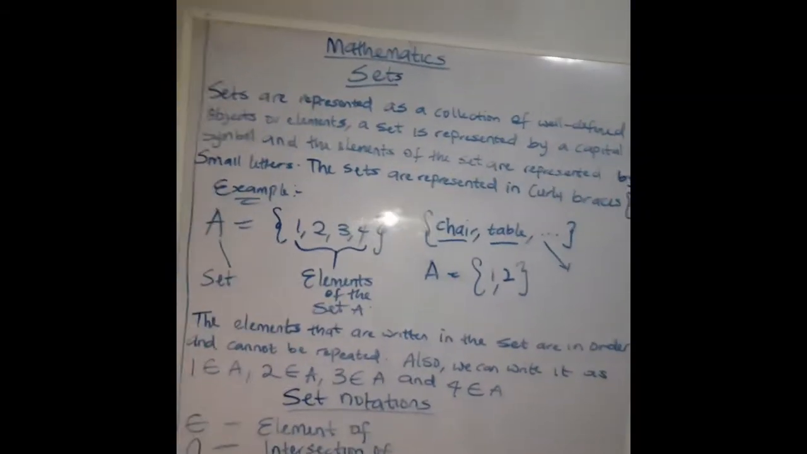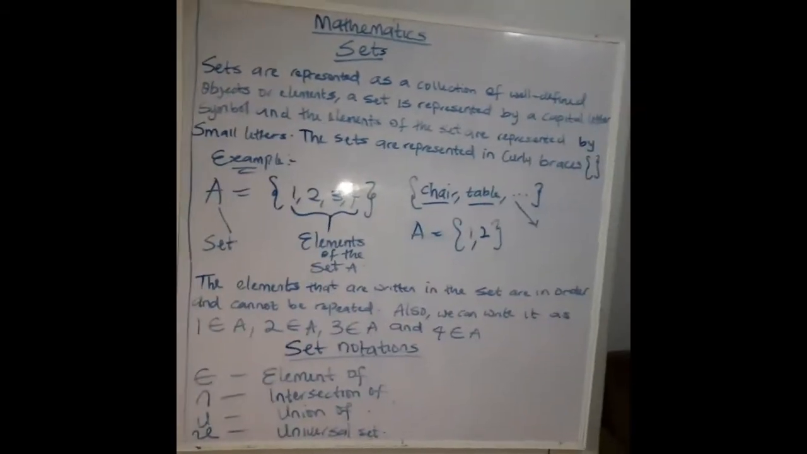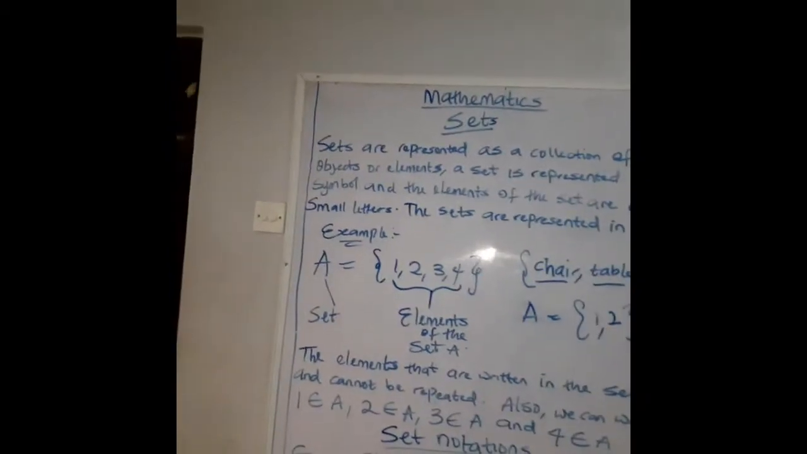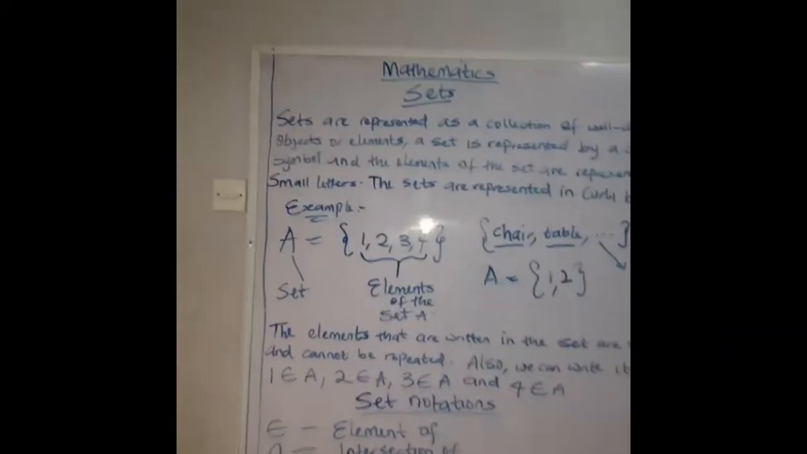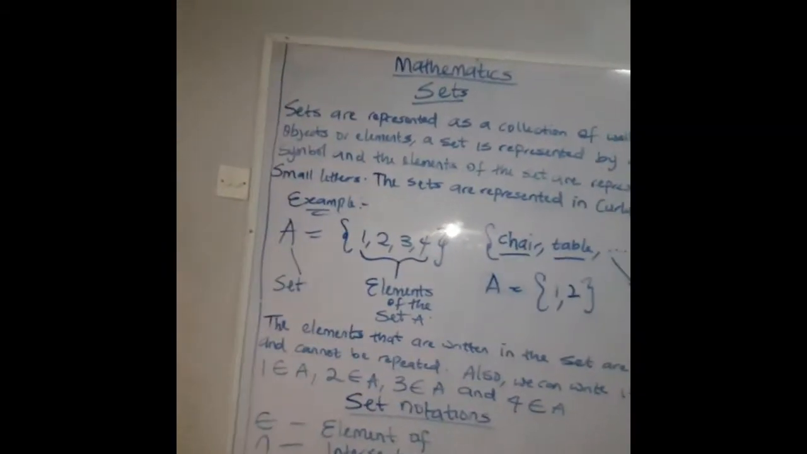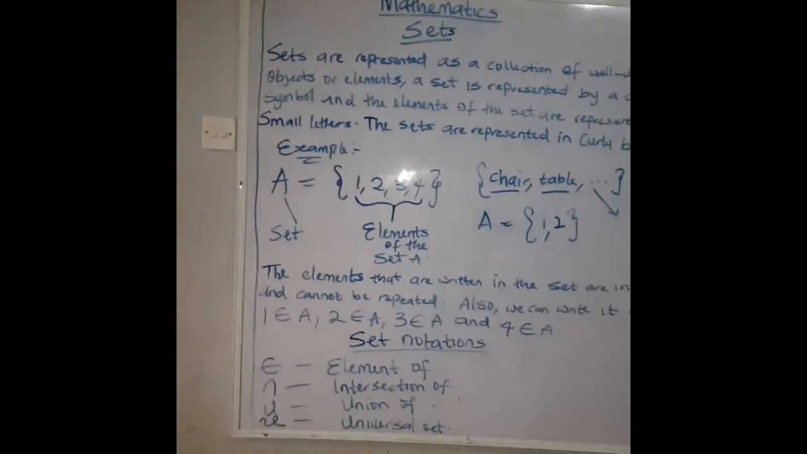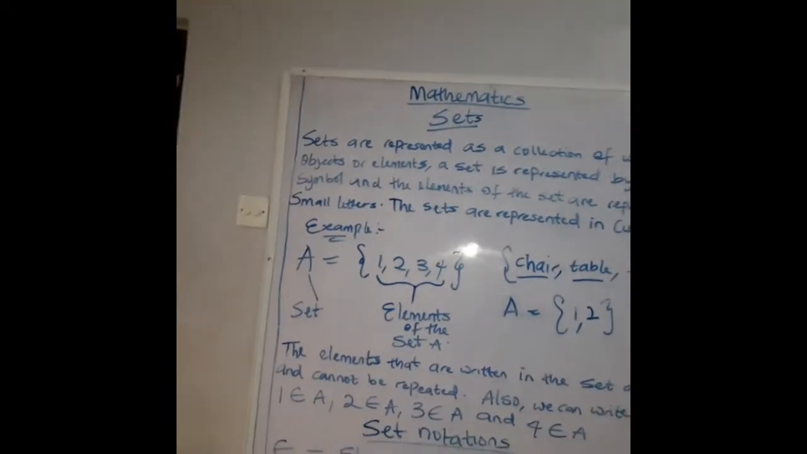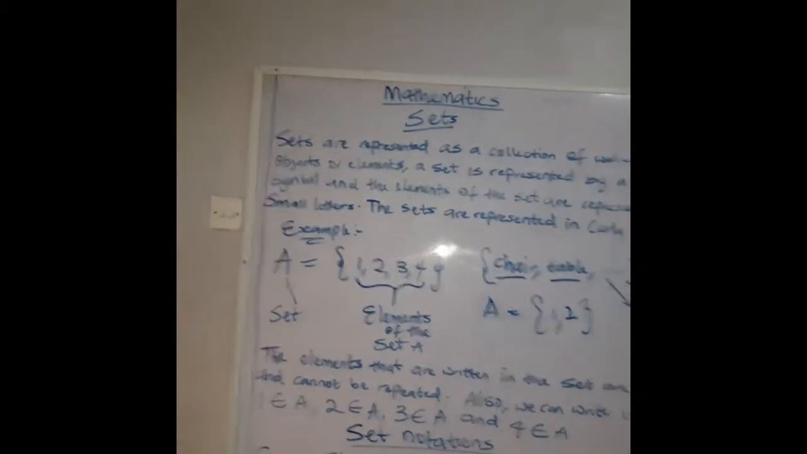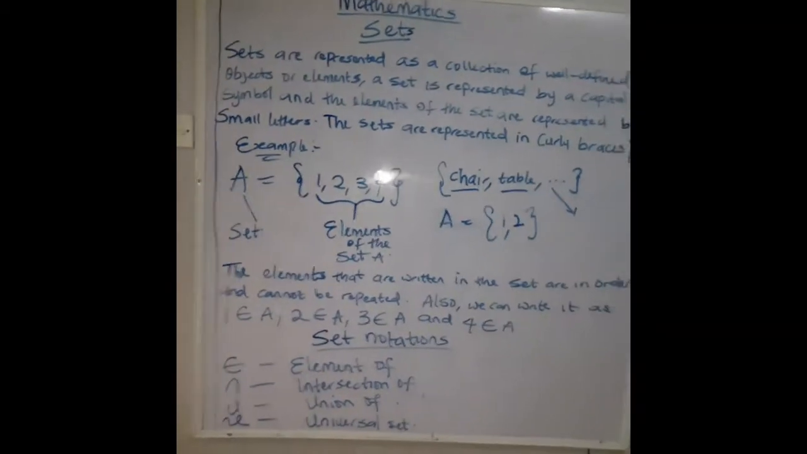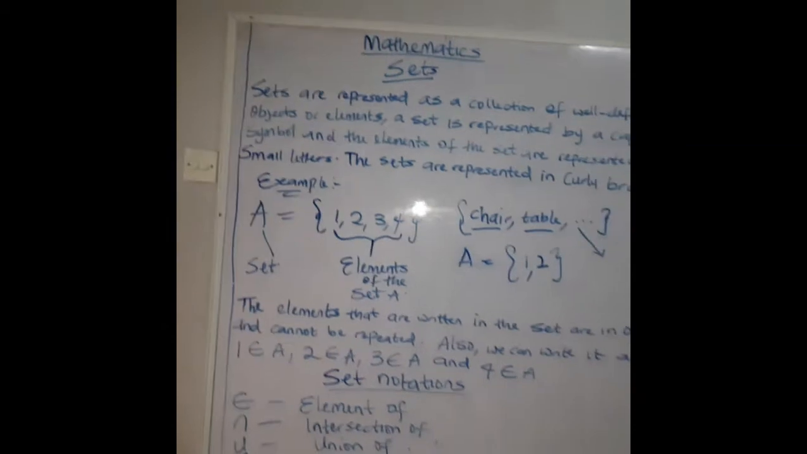Sets are represented as a collection of well-defined objects or elements, and I said a set is always represented by a capital letter symbol. The elements of the set, for example the elements of A, which are 1, 2, 3, 4. If we were dealing with letters, the elements would also always be represented by small letters. And I said you must always represent your set in curly brackets. The elements of your set must always be represented in curly brackets. So there's nothing like representing your set in square brackets. No, it must always be curly brackets. That denotes a set.